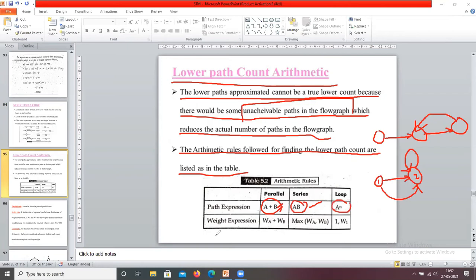Now the weight expressions. Each link has some weight. So the weight expression is WA plus WB for parallel. Coming to series, we take max of WA comma WB. For example, if the weight here is 2 and here the weight is 3, then we take the max of these, so the max is 3. And coming to loop, it is 1 comma W1.